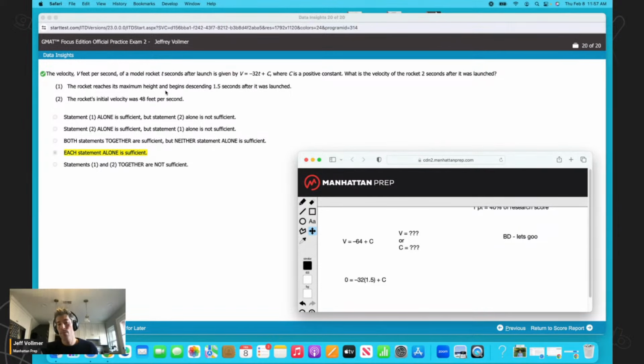We looked at statement 1. The maximum height bit implies it stops and starts falling. It's on the way up, right? You give it an initial velocity and it starts slowing down. That's gravity doing its work. Slowing down, eventually it reaches its apex, its pinnacle, stops for just a second, actually less than a second, instantaneously, and then it falls. And so after 1.5 seconds, it stopped. Its velocity is 0. You input that, when t is 1.5 and velocity is 0, you can figure out c. And again, if you can figure out c, you can figure out v after 2 seconds. And that is the gist of it.